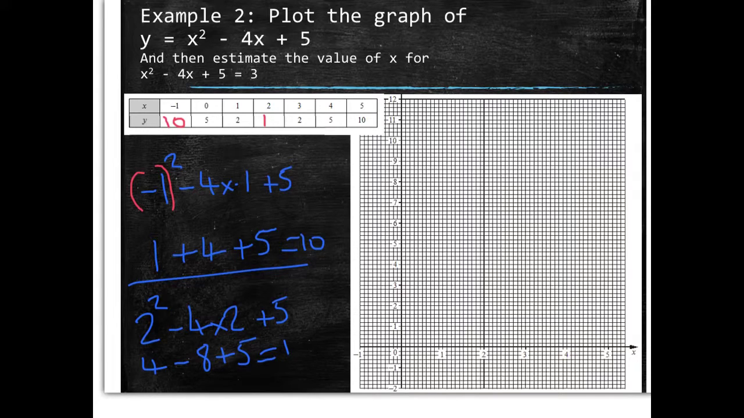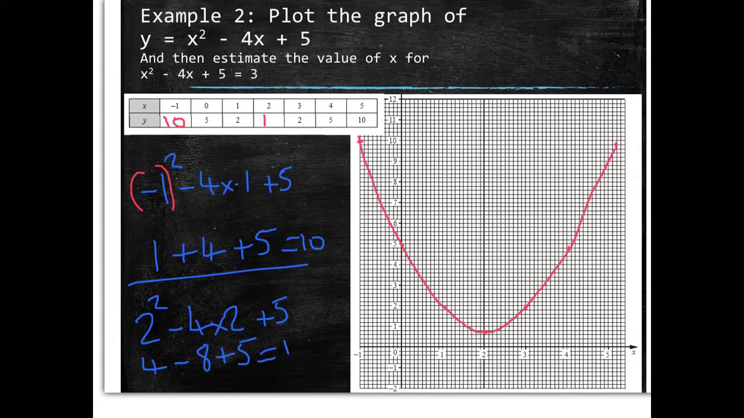And again, I'm now going to plot these on my graph. So we've got minus 1, 10, which is up here. 0, 5, which is here. 1, 2, which is there. 2, 1. 3, 2. 4, 5, and 5, 10. Again, using a nice smooth curve. If you're right-handed like I am, it's actually easier to start at the right-hand side because you can see where the dots are.